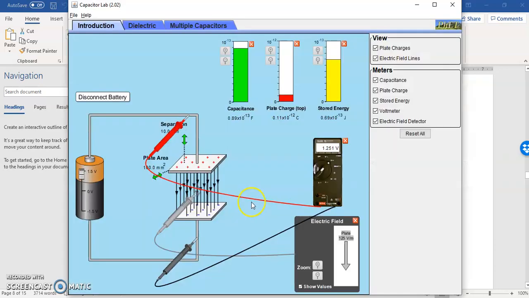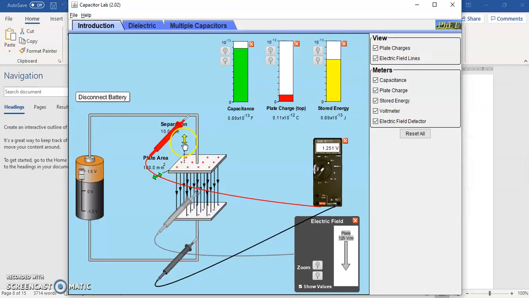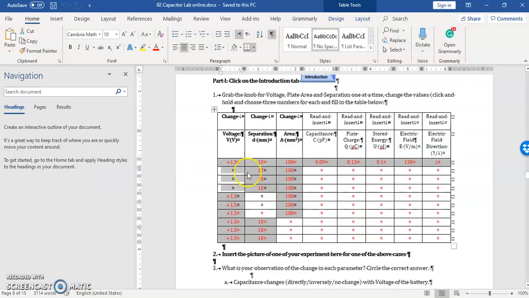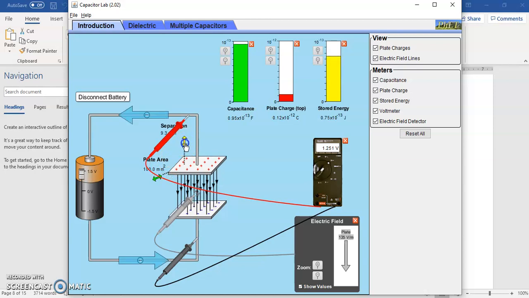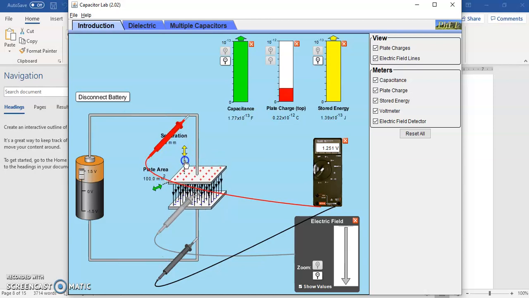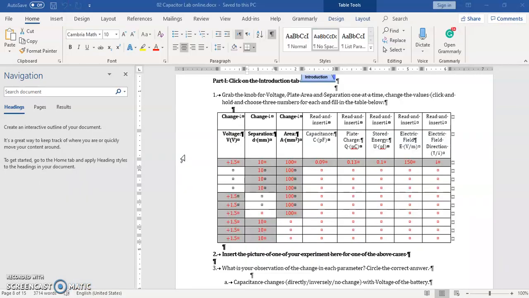The next thing I want you to do is change the separation. Give it a random number when you're starting. Here I didn't ask you to do a random one; I've asked you to keep it at 10 and 100. So I just keep it at 10 and 100, and go through 3 different separations and then fill it out.